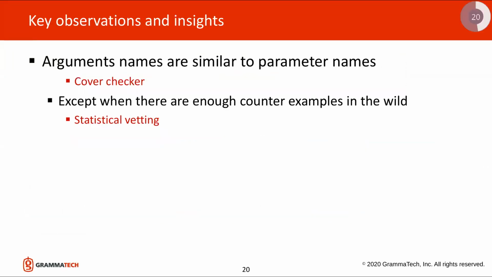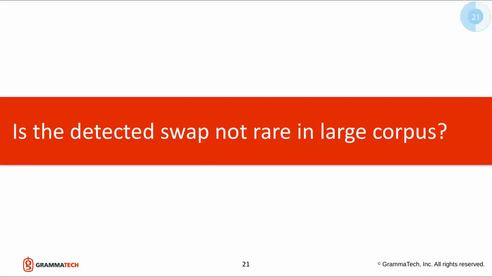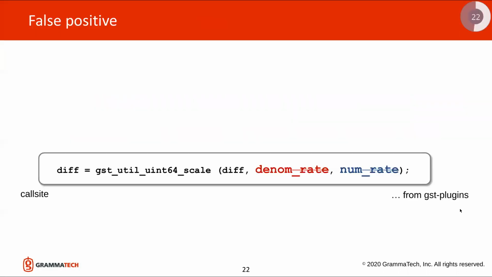Going back to our observations, the second observation is that there are exceptions to the first observation. When you look at a large corpus of programs, if there are enough counterexamples to the swaps detected using our cover-based checker, then we conclude that it is likely an intentional swap was made by the developer following a local pattern. Otherwise, we would be reporting too many false positives. That is, we ask the question, is the detected swap not rare in a large corpus? We call this stage the statistical vetting stage.